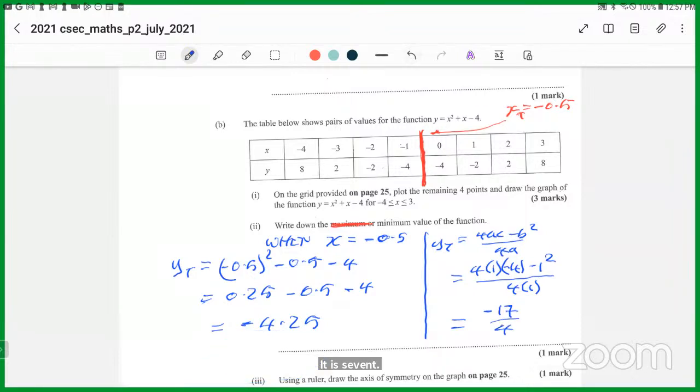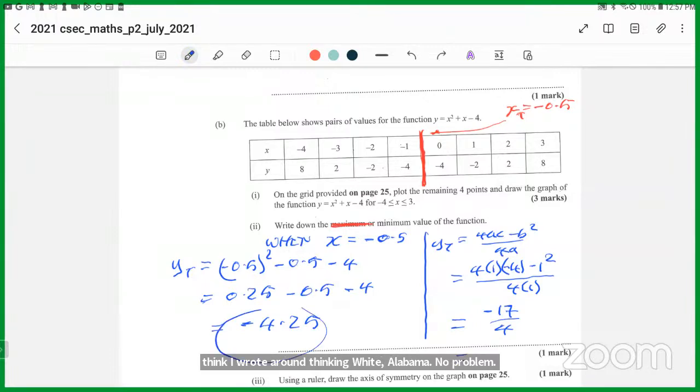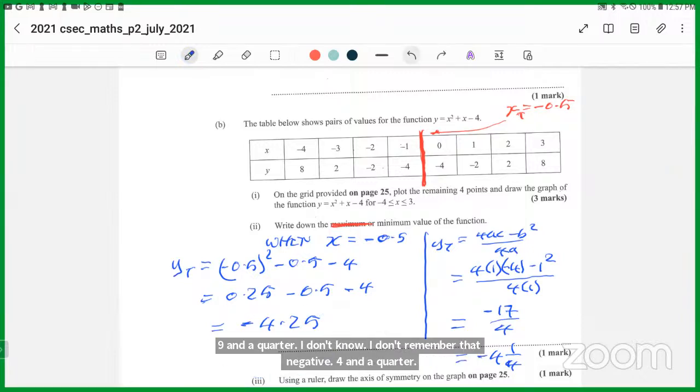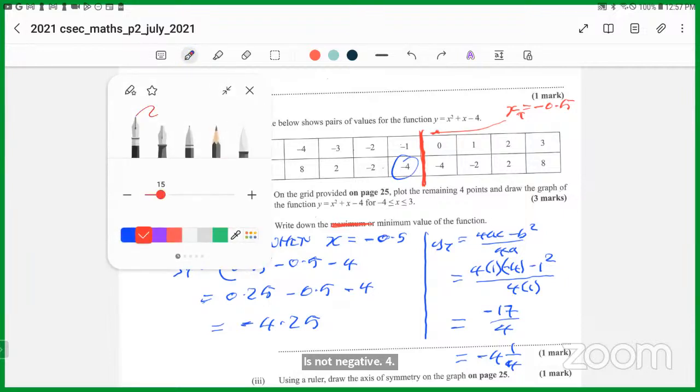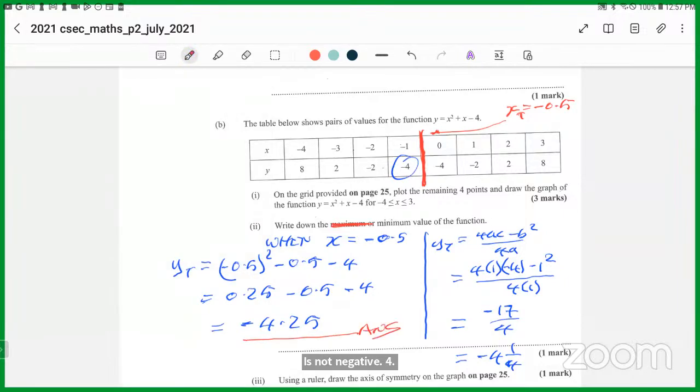That's 4.25. I wrote 9.25 before. I don't remember what I wrote, but it's negative 4.25. I feel like I wrote something wrong over here, but what you see on the screen now is the correct thing: negative 17/4. So when using the value they deduce, that is it, but it's not negative 4. This is the answer, whether you do it that way or this way. Negative 4.25.